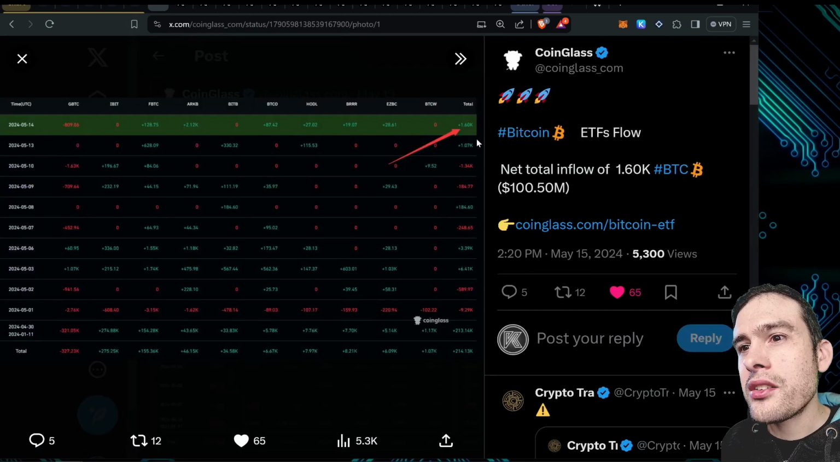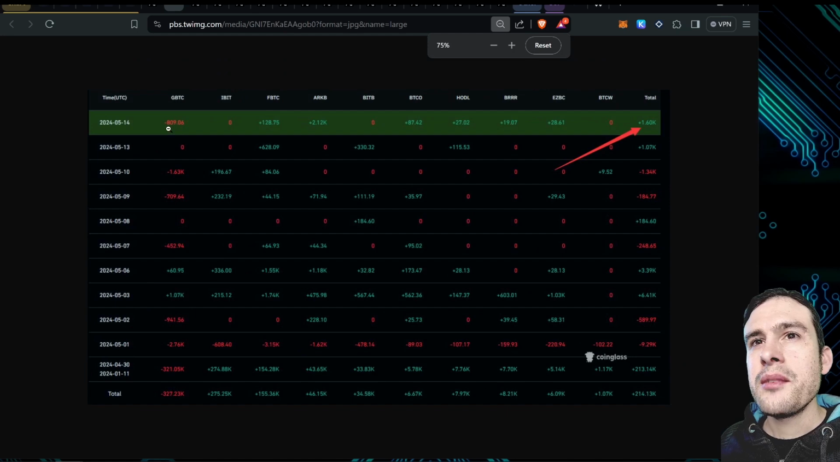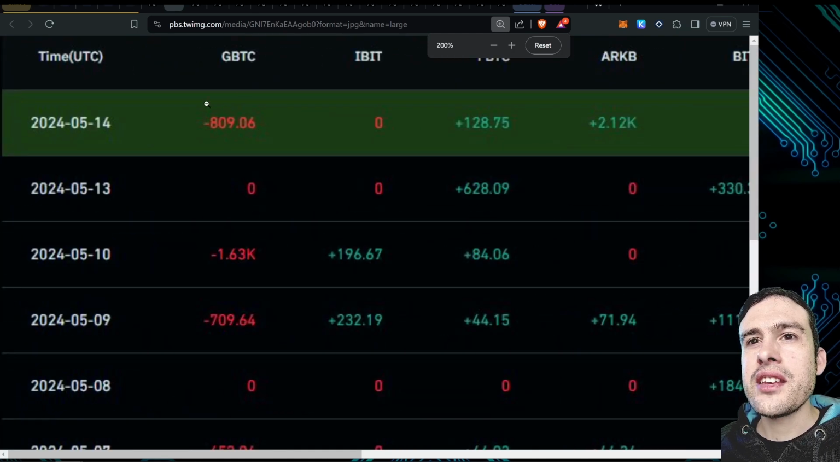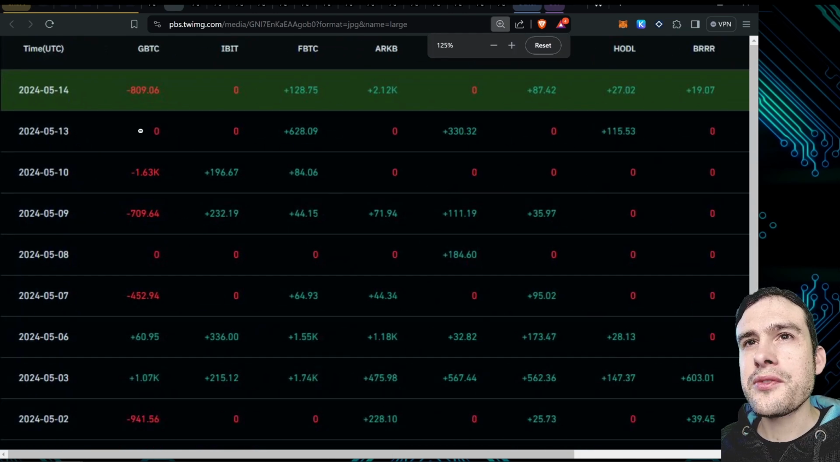So we have a look here on this image. Here is the last couple of days. We had 1.6K BTC of inflows yesterday and 1K of inflows the day before. But GBTC still remains flowing out with roughly 1,000. We actually had a day of nothing on Monday, which was really interesting. I mean, at least for GBTC and IBIT, and still inflows there.